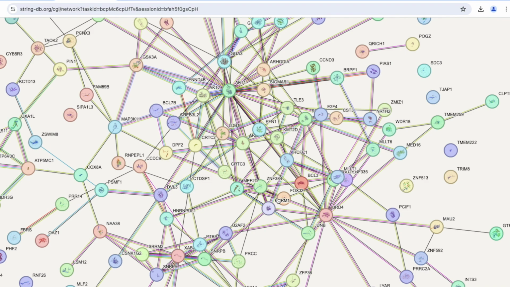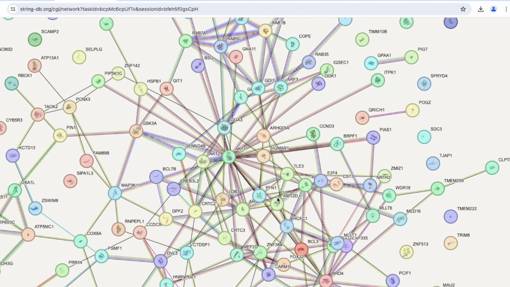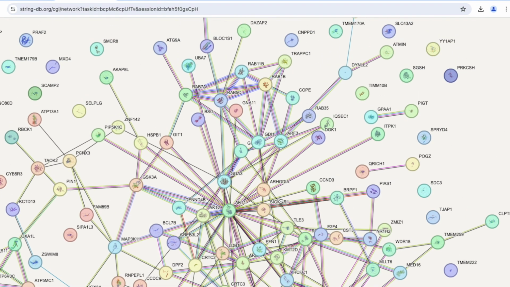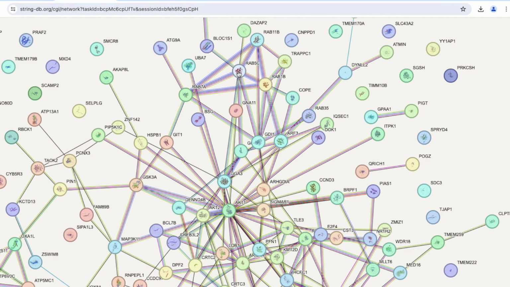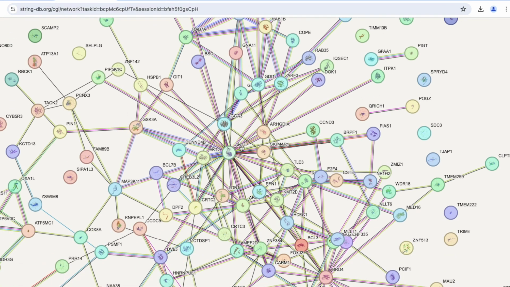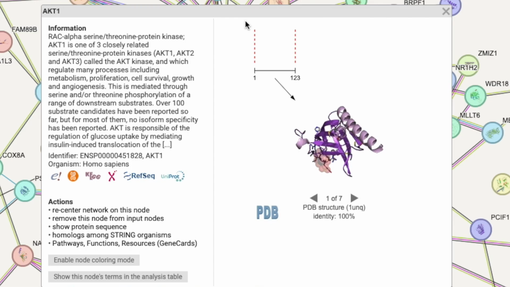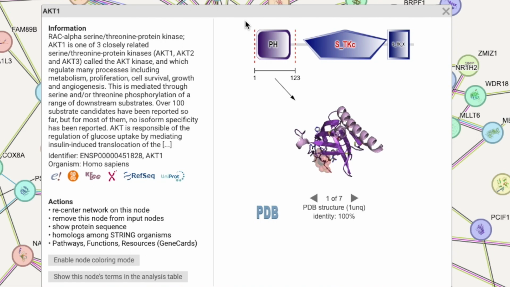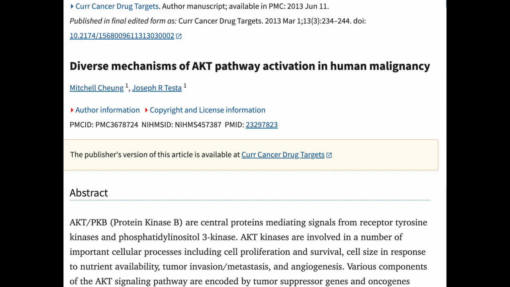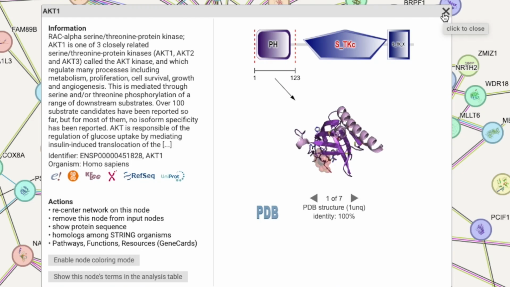Ooh, cool. So in this instance, as I'm just looking here, a few things are getting my attention. I got a lot of Rab genes, for sure. But I also have this AKT1 in the middle, RAC alpha series. This is a very important signaling molecule, and I think it phosphorylates a bunch of stuff.